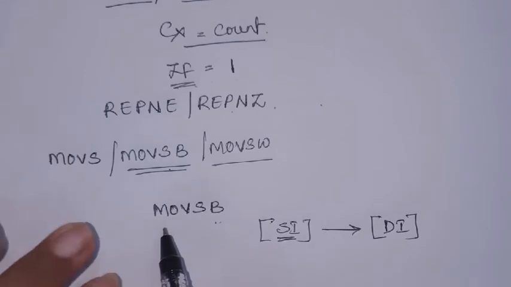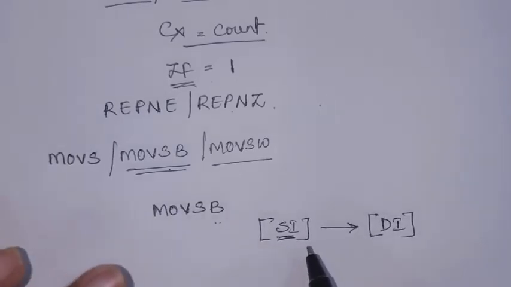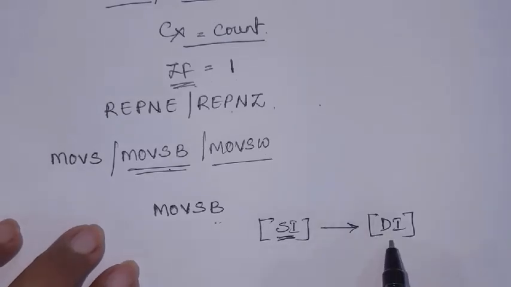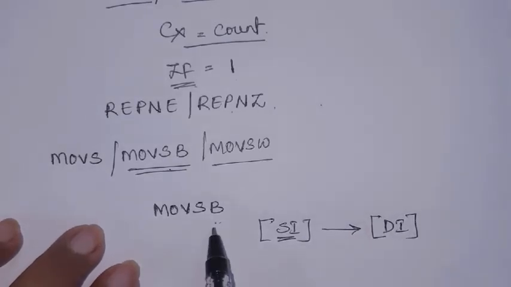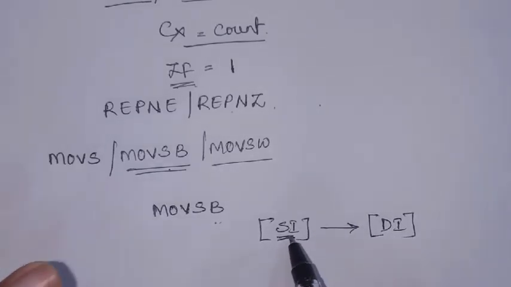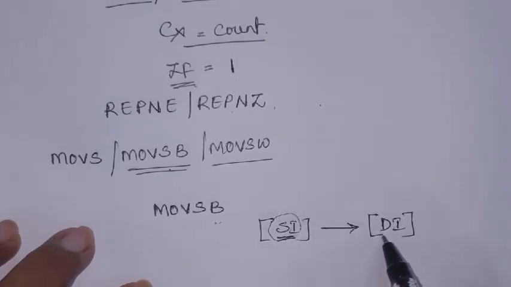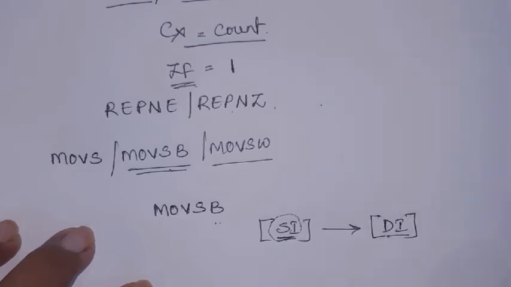In the previous instructions, like the move instructions we studied, no instruction had a memory to memory transfer. Only this string instruction allows memory to memory transfer. Here, 1 byte of data from the source memory, which is pointed to by the source index register, is transferred to the destination memory location, which is pointed to by DI, the destination index register.